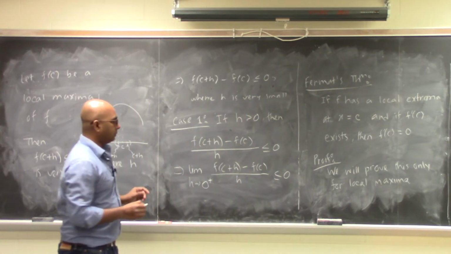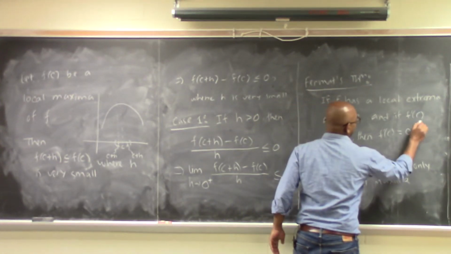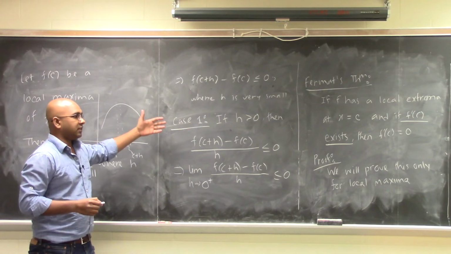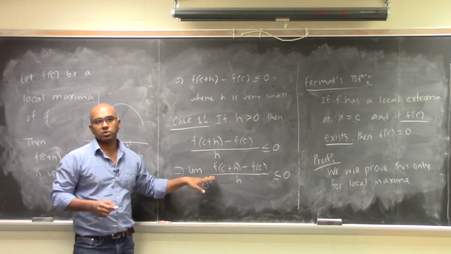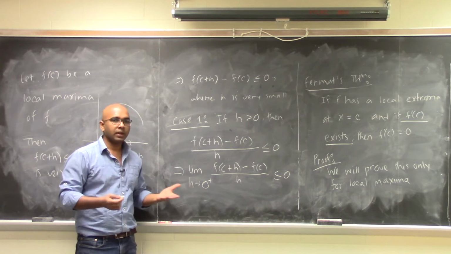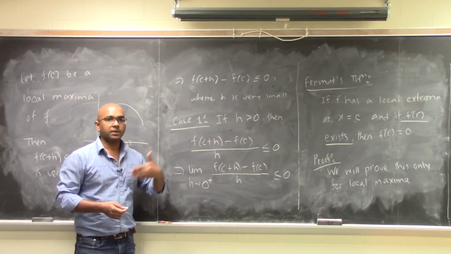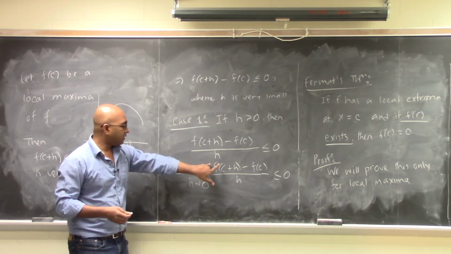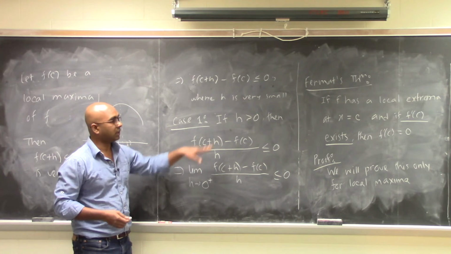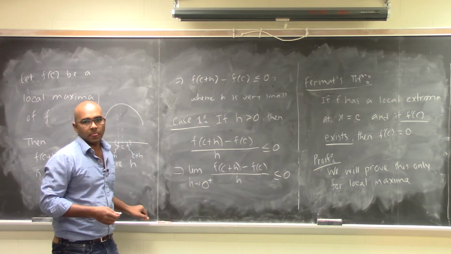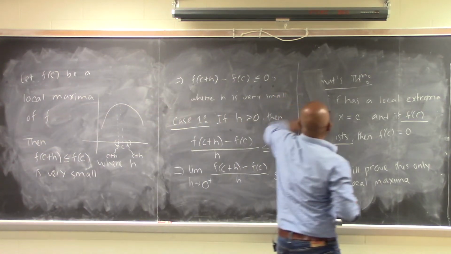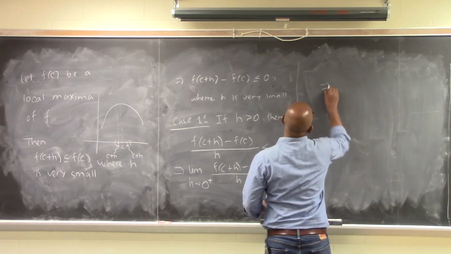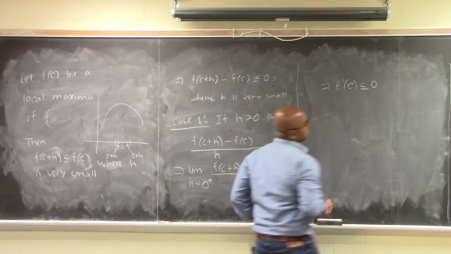Now what did Fermat's theorem say? As a hypothesis it had that f prime of c exists, right? So f prime of c exists, that means this limit of the difference quotient as h approaches 0 exists. Now if a limit at a point exists, that means the left hand limit and right hand limit both exist and are equal to the same limit. So this limit on the right side is none other than the derivative of f at c. So from here we get that f prime of c is less than or equal to 0.